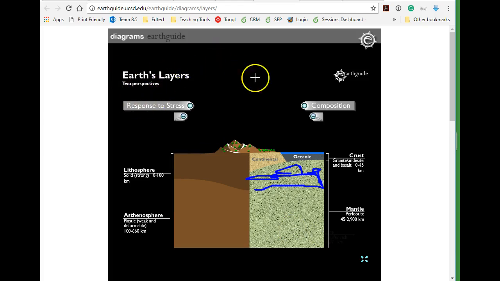So that's why we have two different ways to describe the layers of Earth, and that's why you've seen two different sets of names to describe the layers of Earth.